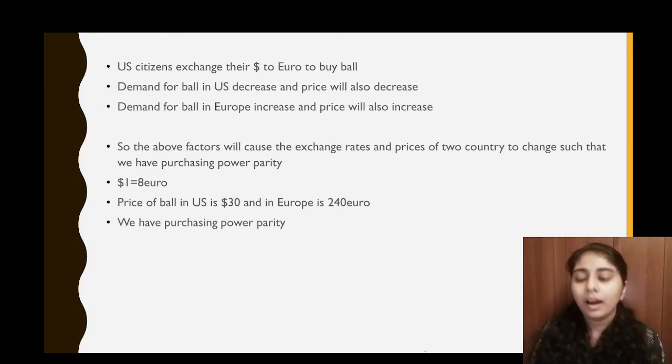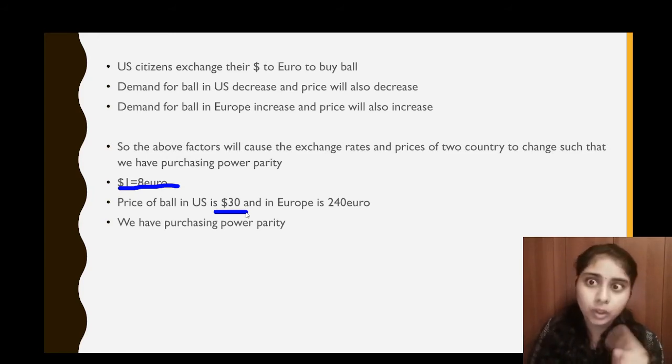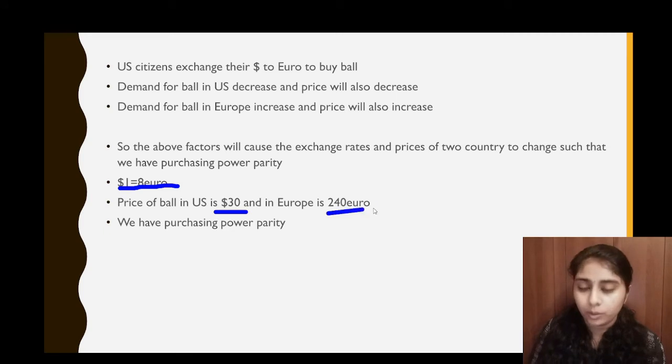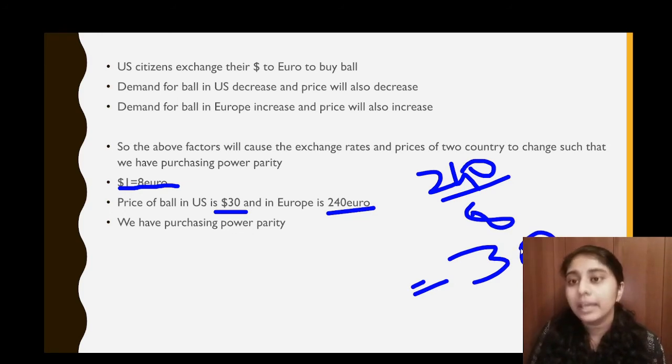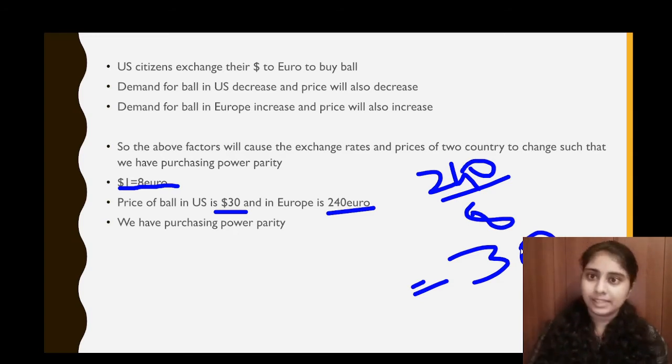So suppose $1 now becomes 8 euros, and the price of the football in the US also comes down from $40 to $30, and in Europe the price of the football goes up from 150 to 240 euros. So that means we can divide 240 euros by 8, then we get what? We get 30. That means if we buy the ball from America, it costs $30, and if we buy the ball from Europe, it will also cost $30. So that is a situation of purchasing power parity.